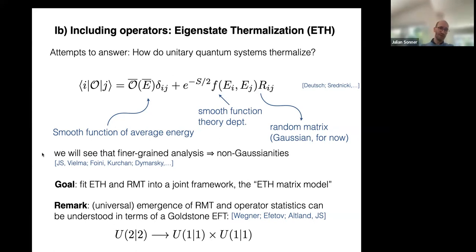But more to the point, what we would like to do is to basically fit these two different observables, namely spectral and operator matrix elements, into a joint framework. That's sort of step one of what I want to tell you about. And that is what we have called the ETH matrix model. So there will be a matrix model type, a matrix integral type theory, which incorporates both the spectral information and the information about operators.